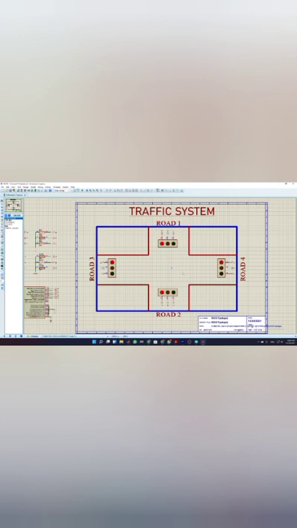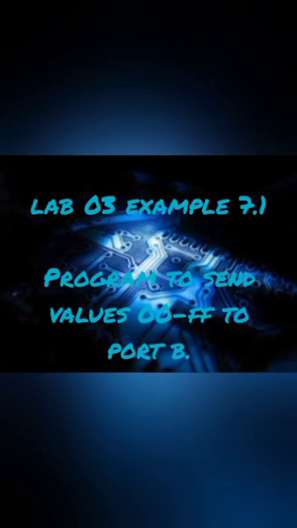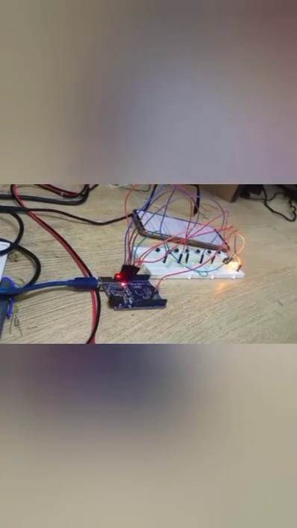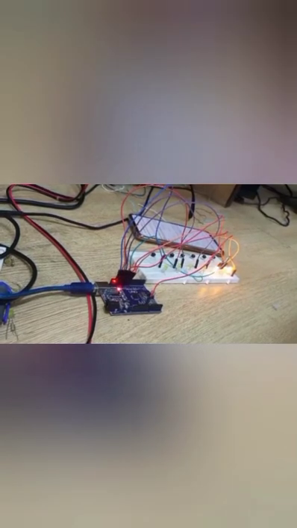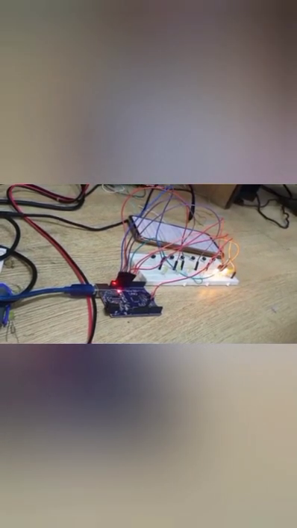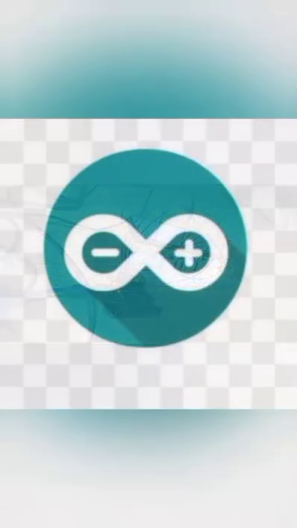So it is taking some time to be executed, so we will move on towards the next experiment, or whatever you can say, lab task. So here is lab number 3, in which we have programmed to send 0 to FF to the port D. So you will see that from 0 to FF we will send the values, meaning it is just working as a counter.